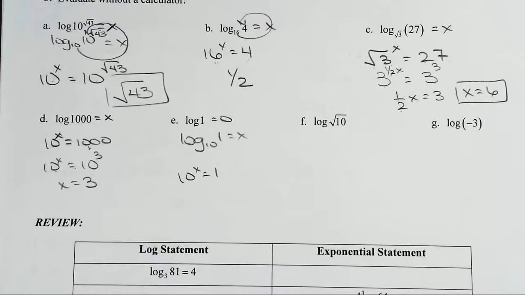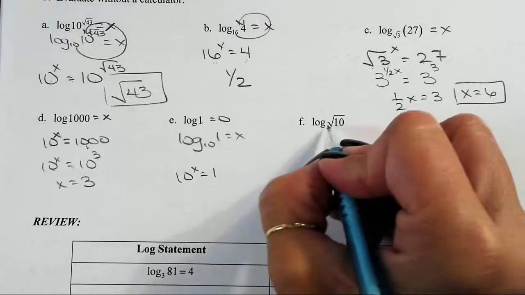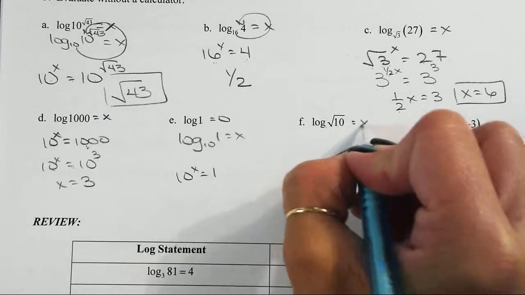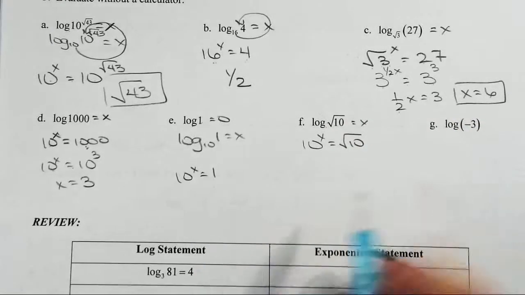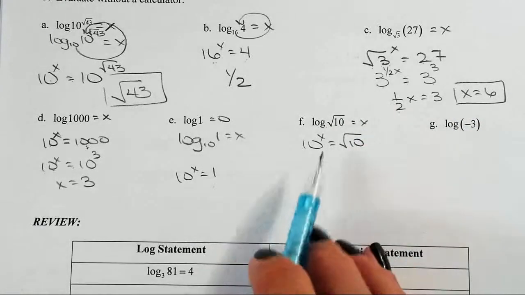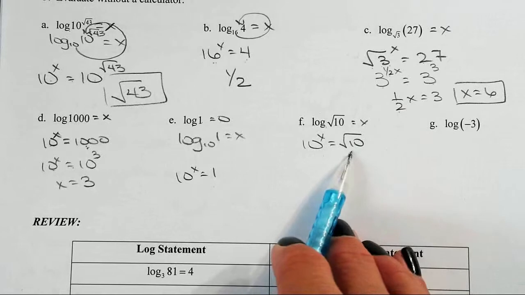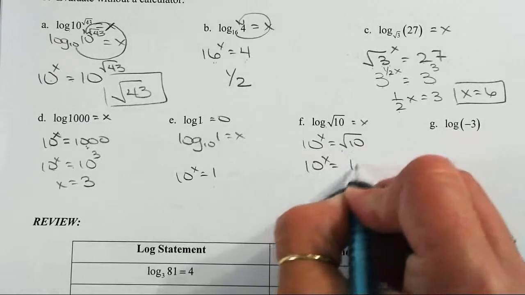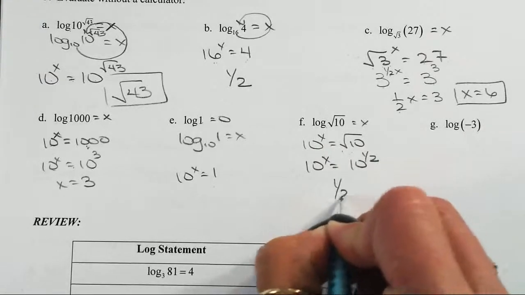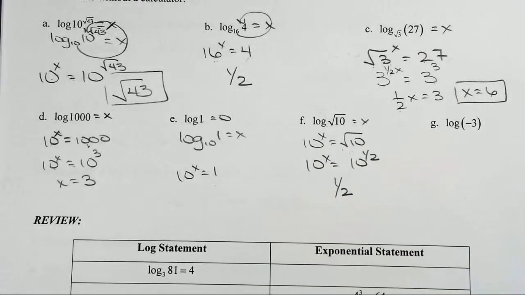If we are rewriting 3f, this, remember, is base 10, set it equal to x, so we have 10 to the x is equal to the square root of 10. Just as we did in C, rewrite so that your 10 is your base and the square root is the exponent, so 10 to the x is equal to 10 to the 1/2, so your answer is 1/2.